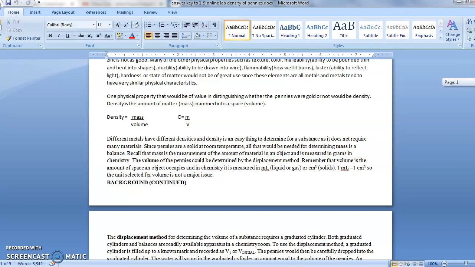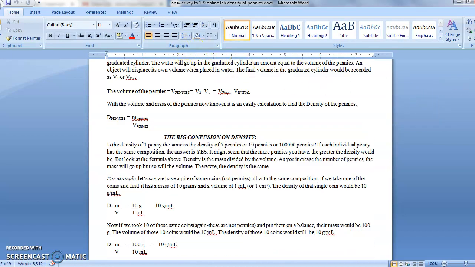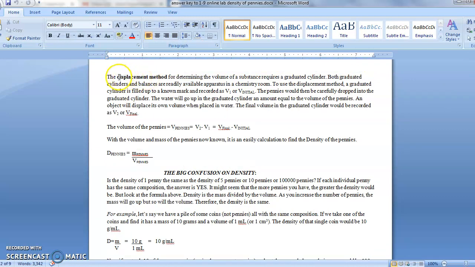So if the pennies were 2 milliliters and we put 20 milliliters of water in the graduated cylinder, when we drop the pennies in, the water would go up to the 22 milliliter mark. 22 milliliters minus the original 20 milliliters would tell us that the pennies had a volume of 2. So this is how we did it. Again, the displacement method is discussed right here. The displacement method was how we determined the volume.